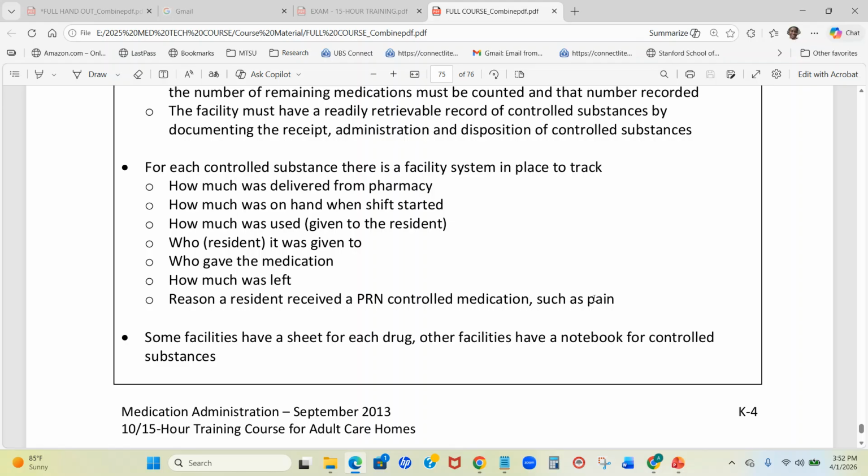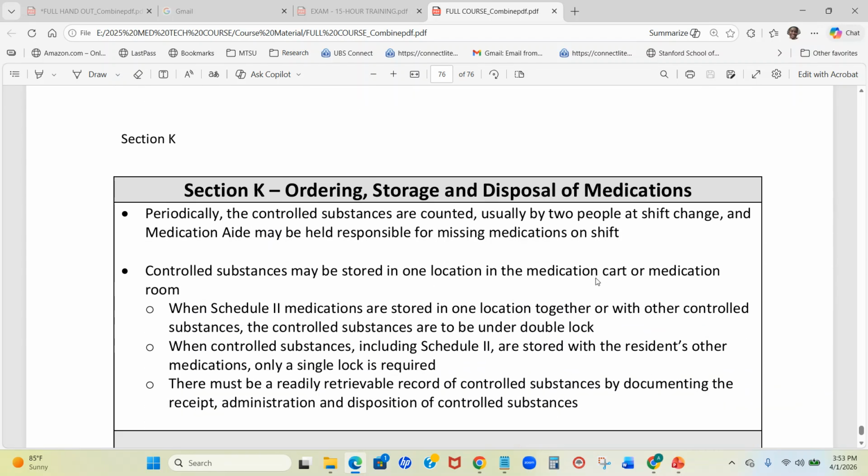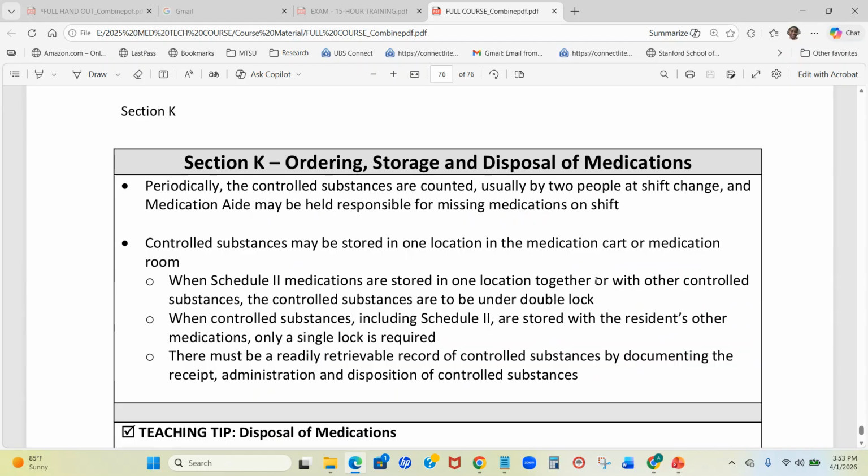For each controlled substance, there is a facility system in place to track how much was delivered from pharmacy, how much was on hand when the shift started, how much was given to the resident, who the resident was that received the medicine, who gave the medication, and how much was left. Also the reason a resident receives a PRN controlled medication, such as pain. Some facilities have a sheet for each drug. Other facilities have a notebook for controlled substances. Whatever it is, there has to be documentation of controlled substances.